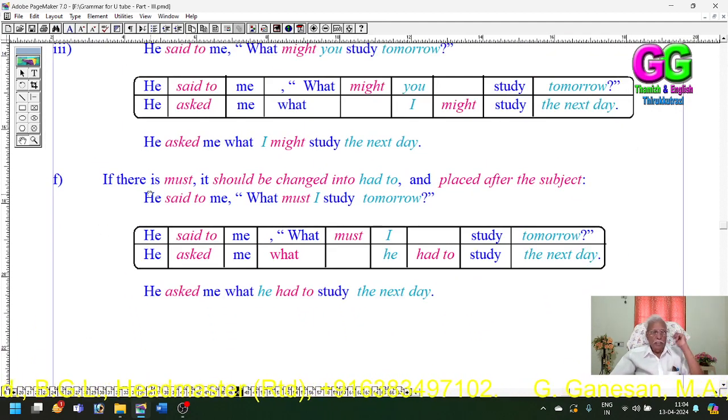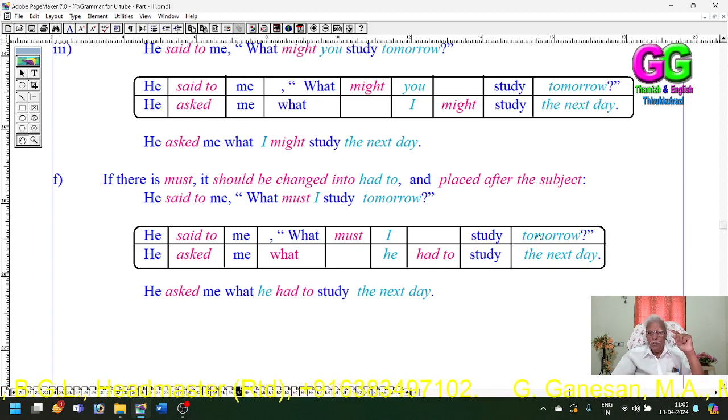If there is another part, if there is must in the question, it should be changed into had to and placed after the subject. And regarding the verb after the subject, no change should be done. He said to me, what must I study tomorrow? Said to asked, what? Must has been changed into had to and placed after the subject. And no change has been done in the existing verb, study.